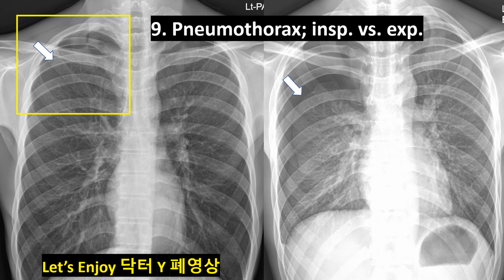Same pneumothorax patient with inspiration film on the left, expiration film on the right. The arrow indicates the visceral pleura, the collapsed lung of pneumothorax. As we see, the diagnosis of pneumothorax is easier in the expiration film, but we usually do not need an expiration film. An inspiration film is good enough for diagnosis of pneumothorax if we focus on the image.